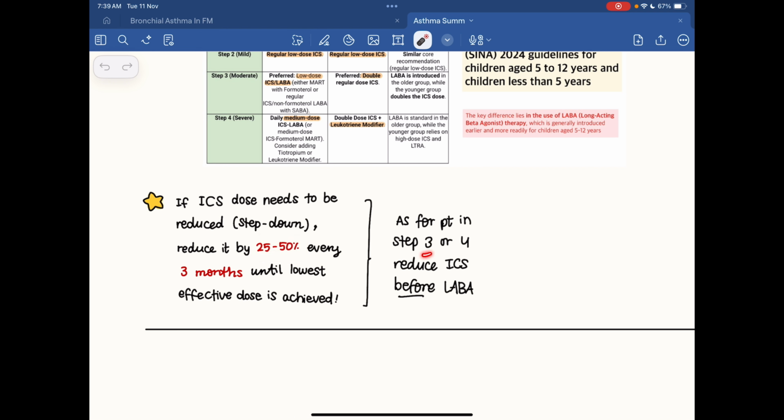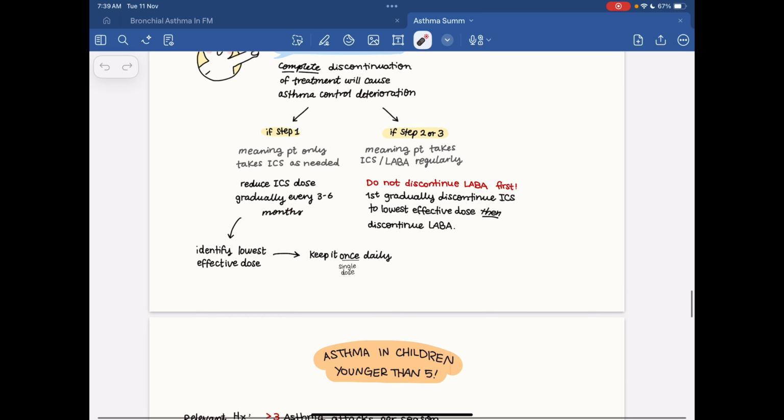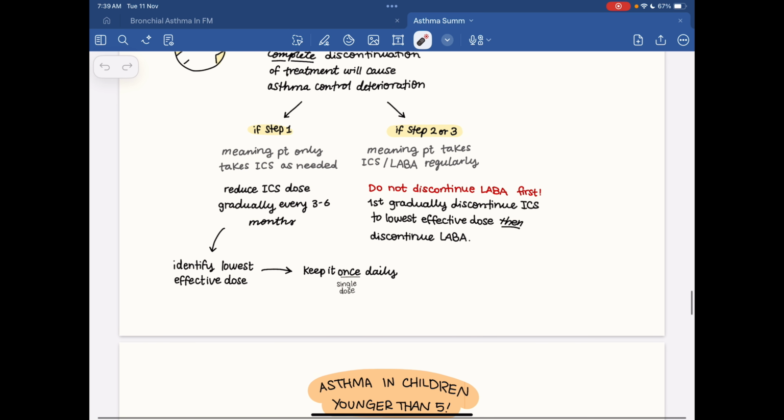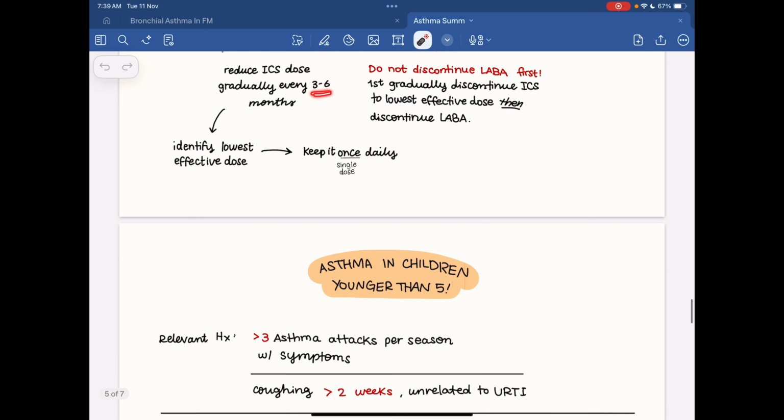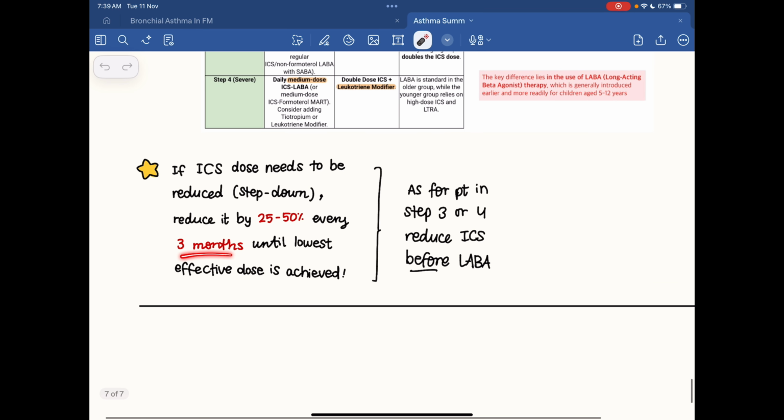For patient in step 3، زي ما قلنا للadults reduce ICS before LABA. فهنا reduce ICS dose gradually every 3 to 6 months. هنا every 3 months، أطفال شعب صغار يعني 3 months تفرق معاهم، by 25 to 50% specifically.